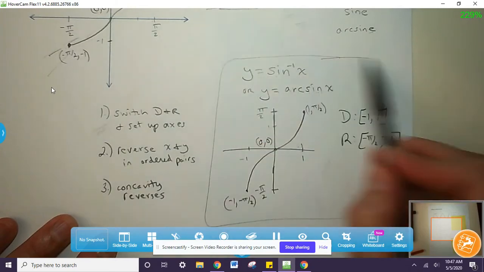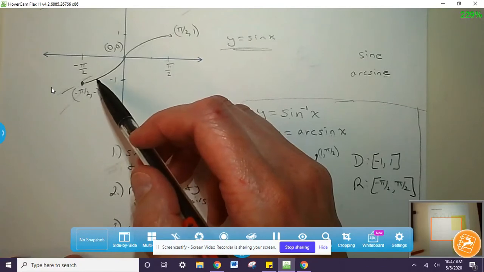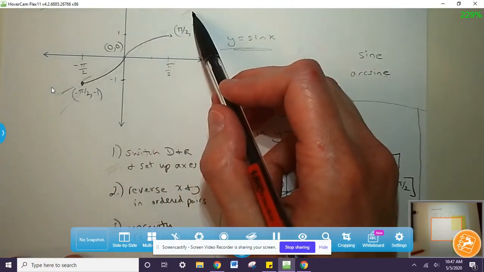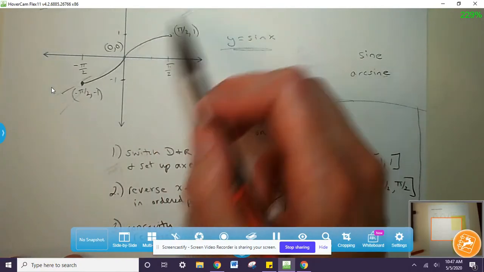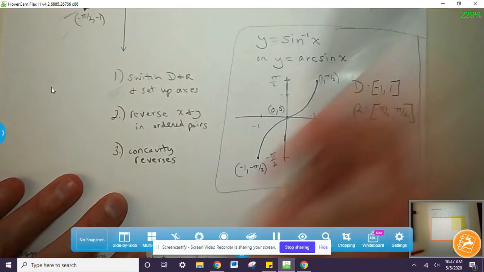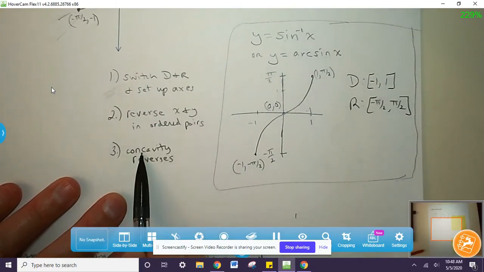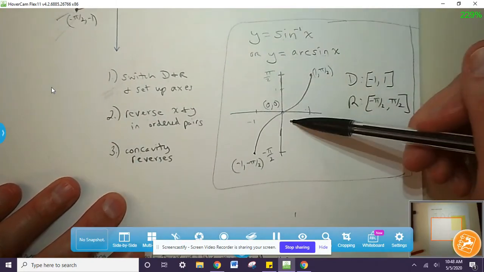So to know about the concavity, those of you that can visualize flipping this graph over the line y equals x, that's great, go for it, and then you'll know that the concavity reverses, or you can memorize that the concavity reverses. Just like the domain and range switch and the ordered pairs, the x and y reverse, the concavity is going to reverse as well. And this is our graph of inverse sine.